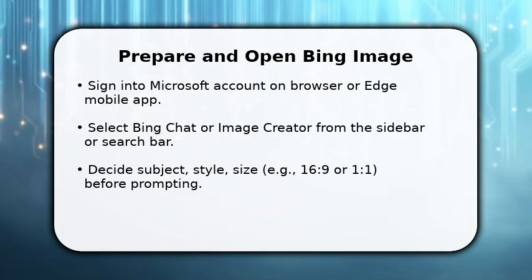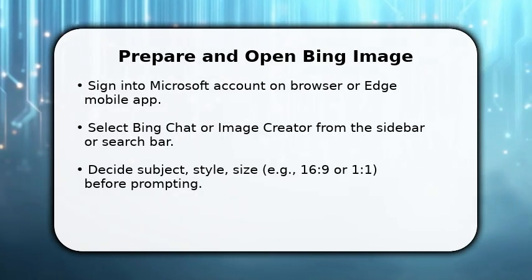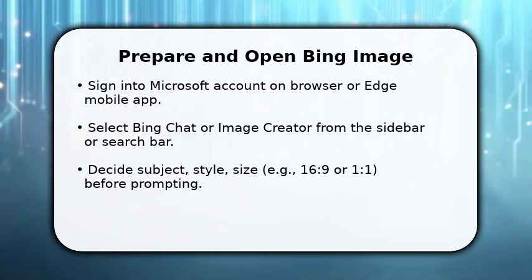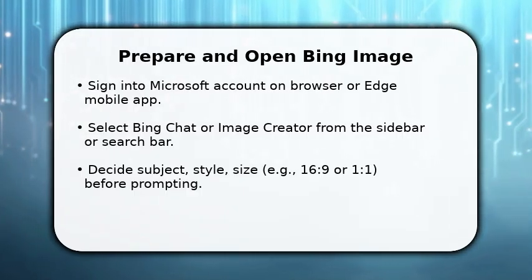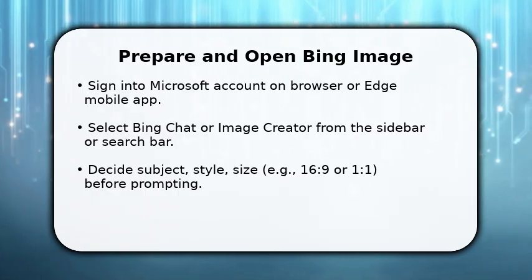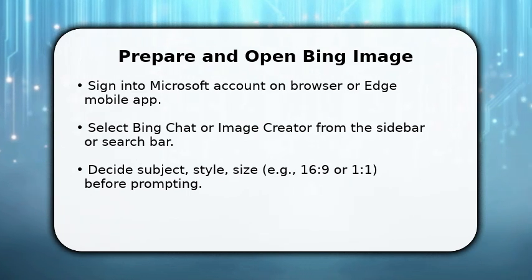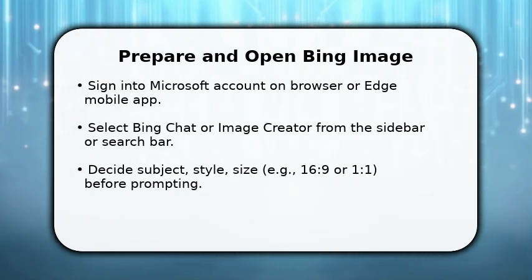Choose your subject and a basic style immediately, photorealistic, illustration, or abstract, and pick an aspect ratio like 16:9 or 1:1 to frame composition. Once done, you reduce rework and guide the model. Making these choices now speeds the rest of the process and improves the final output.